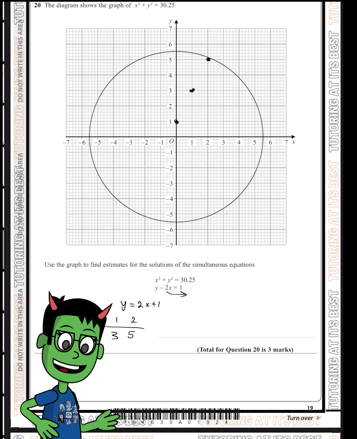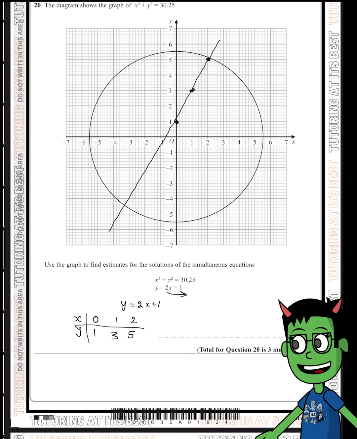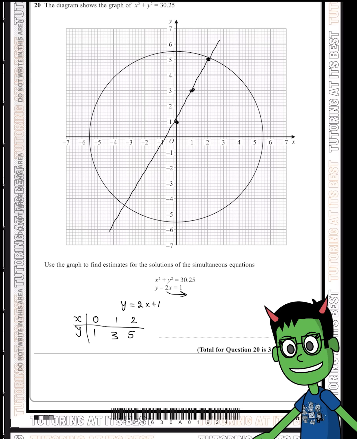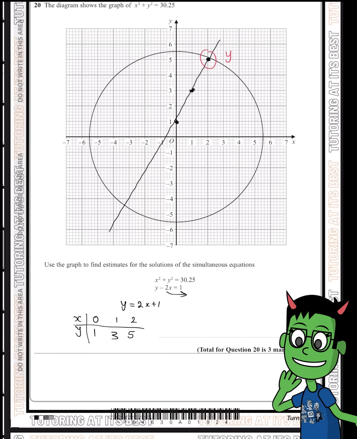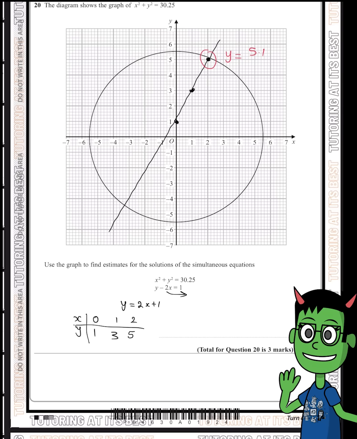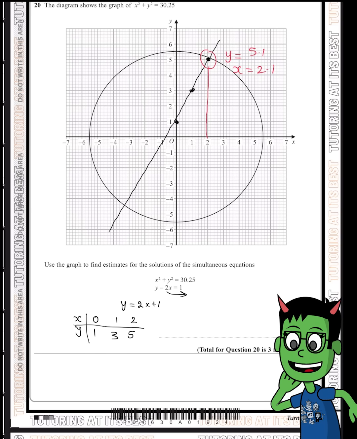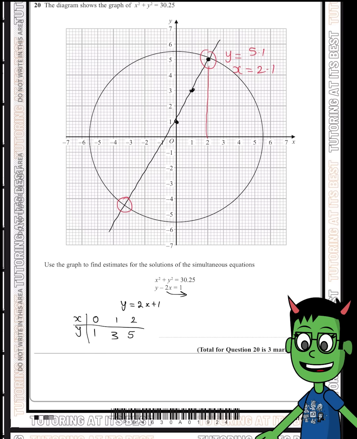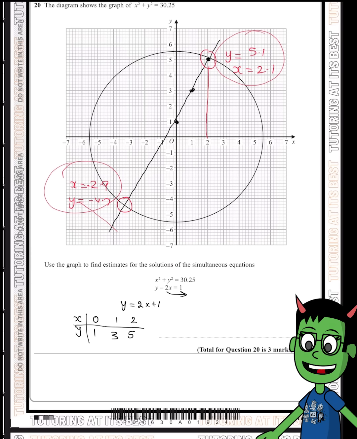Marvelous. So now all we need to do is go ahead and draw a line going across this right away. Thereafter, we can then simply read these points off the graph. If we circle this right away, we know that y is going to be 5.1. And if we go all the way down, it's merely just after 2, so x will equal 2.1. And we do the exact same thing for our point here, where we have x as negative 2.9 and y being negative 4.7. And that there is our answer. So these 4 figures would be our answer.